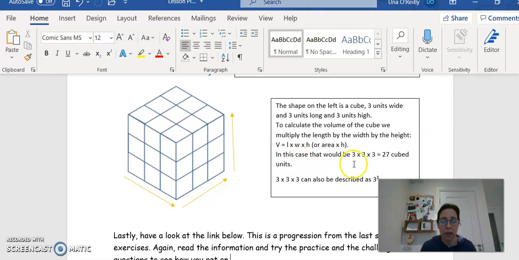In this case, that would be the 3 by the 3 by the 3, which will give you 27 cubed units. If you broke apart a Rubik's Cube, which is 3 by 3 by 3, you will get 27 little cube units in it. 3 by 3 by 3 can also be described as 3 to the power of 3. Okay, so that's where you've seen it before.